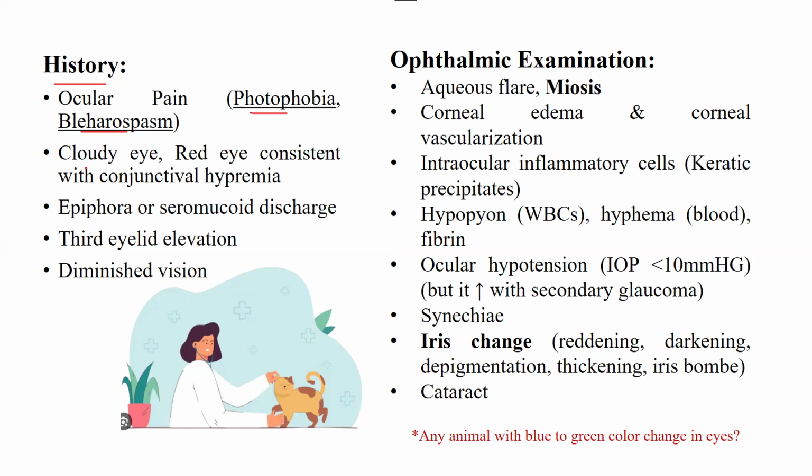Next we have cloudy eye, red eye, consistent with conjunctival hyperemia. So these changes in eye color can be seen. Epiphora, that is increased tear production or seromucoid discharge. Third eyelid elevation and diminished vision are seen.